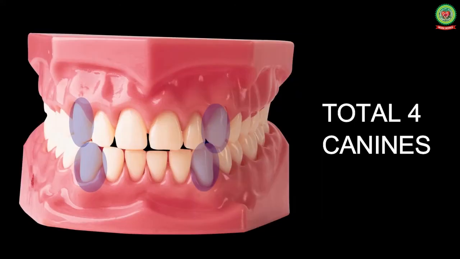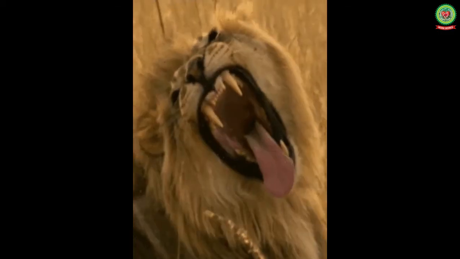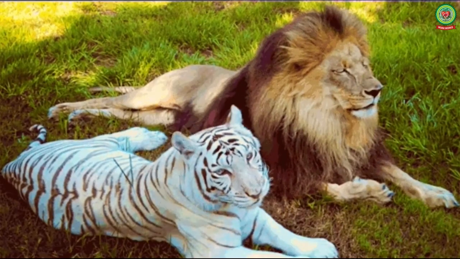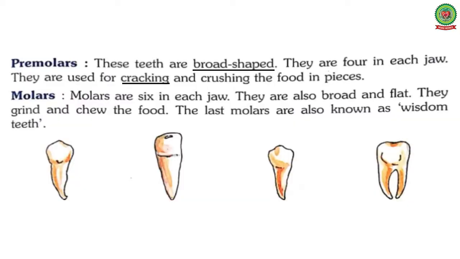So students, do you know some carnivores like tiger, lion? They are having very sharp canines which are used for tearing the flesh. Now come to the next type, that is premolars. These teeth are broad shaped. They are 4 in each jaw. They are used for cracking and crushing the food in pieces. Premolars are the kind of teeth which are located between canines and molars.